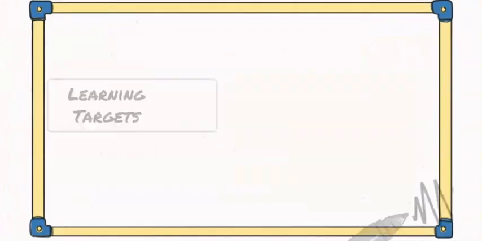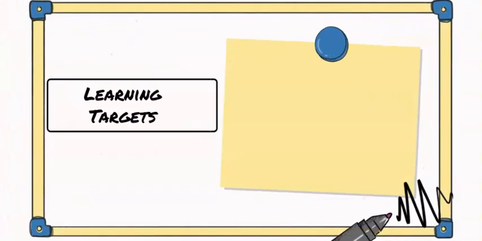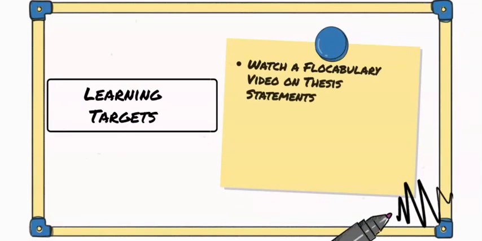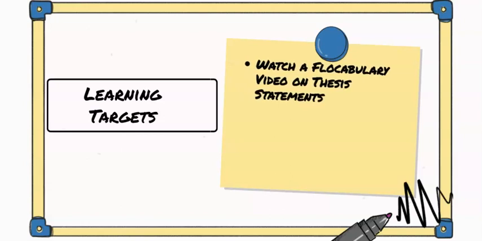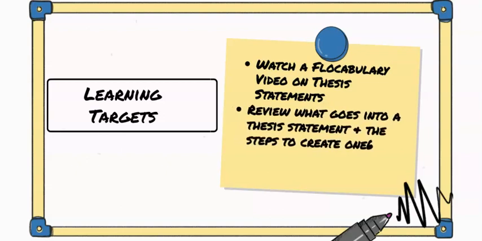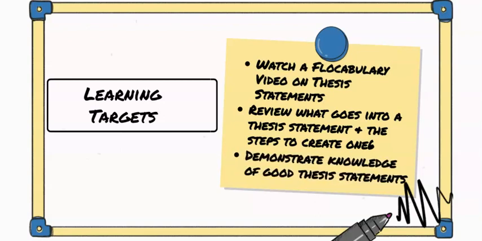I have 3 learning targets that I want us to master by the end of this lesson. The first thing we will do will be to watch a vocabulary video about thesis statements. I love these because they always have great beats. The next thing will be to explore what goes into a thesis statement and review the steps to create one. And finally, you will demonstrate your knowledge of effective thesis statements by answering a few multiple choice questions during this video. This will help to see if you understand this topic. Make sure to pay attention, so you will get them correct.